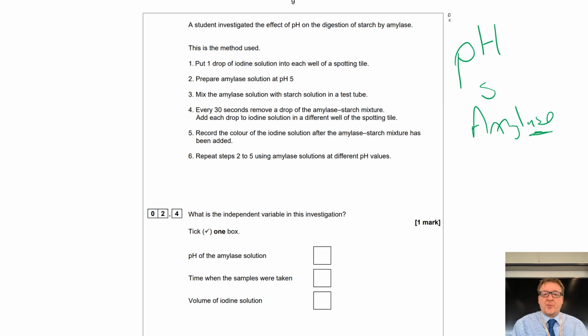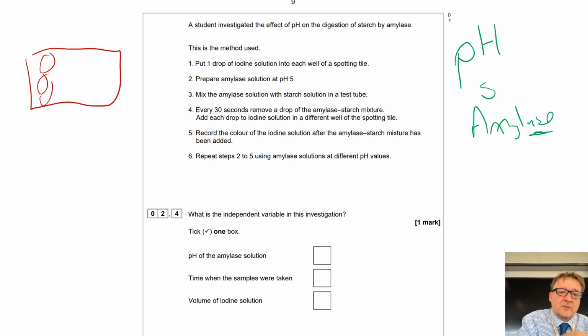Put 1 drop of iodine solution into each well on a spotting tile. So let's draw a spotting tile. There's a spotting tile, and there are the little dimples, very badly drawn. So what I do is put in iodine. Iodine is an orangey brown colour, so I've almost got the right colour.